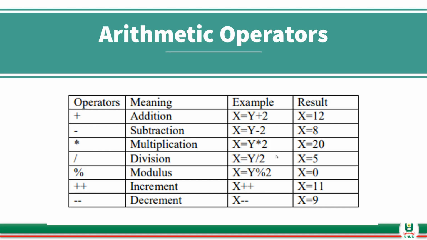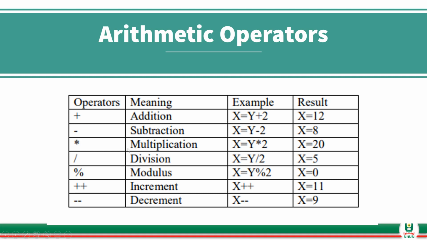You can also get familiar with operators, arithmetic operators in JavaScript. This is the addition operator if you want to add two numbers. You can say the variable x equals y plus 2. If y is 10, then 10 plus 2 will give you the result 12. You can try this on your own.